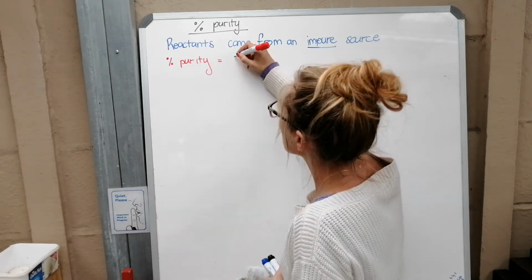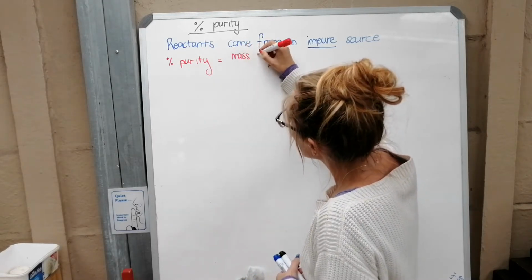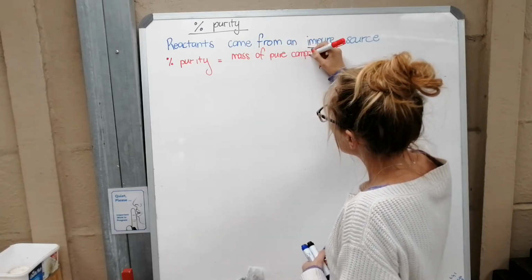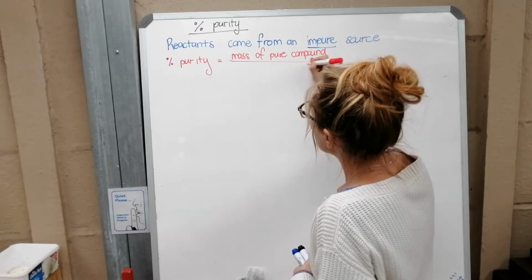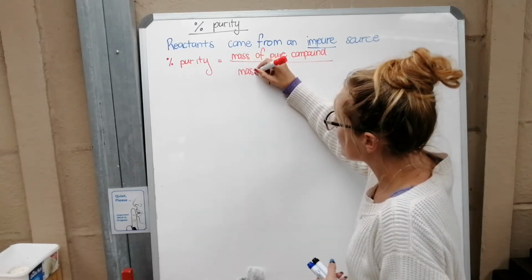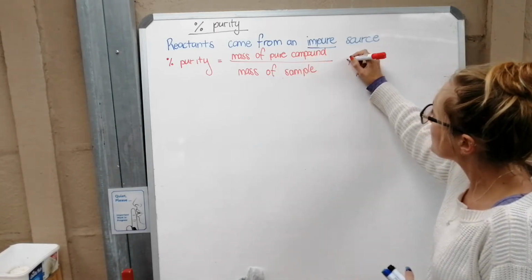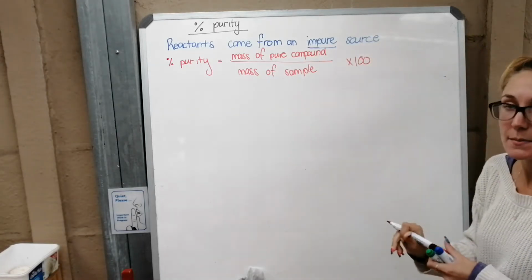Percentage purity is equal to the mass of the pure compound over the mass of the source. The mass of the source or of the sample, it's usually referred to as a sample, and because it's percentage, we times that by 100.